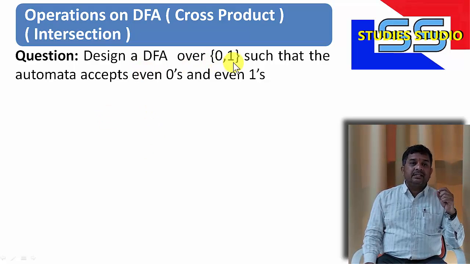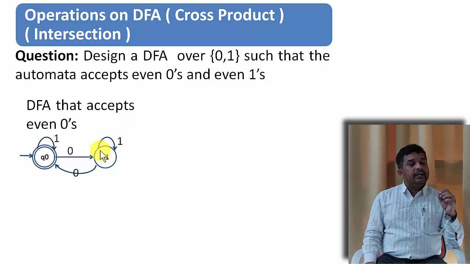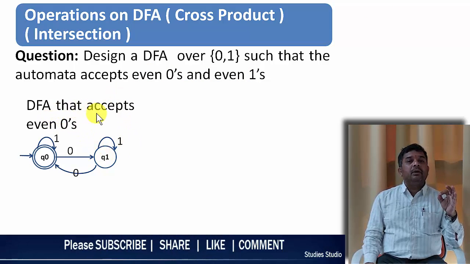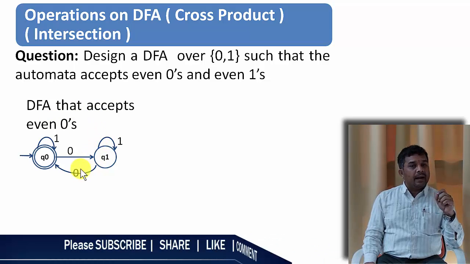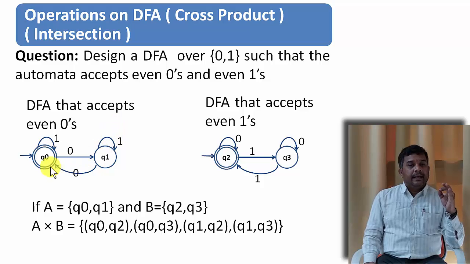Design a DFA over 0 and 1 such that the automaton accepts an even number of zeros and an even number of ones. We have already discussed this automaton, how an even number of zeros gets accepted. I hope you understood this. Similarly, we have already discussed the same DFA accepting an even number of ones. So this is the DFA that accepts an even number of ones. If we want to take the cross product, in the first automaton we have states Q0 and Q1, and in the second automaton we have states Q2 and Q3. So A is {Q0, Q1} and B is {Q2, Q3}, and the cross product gives Q0Q2, Q0Q3, Q1Q2 and Q1Q3.